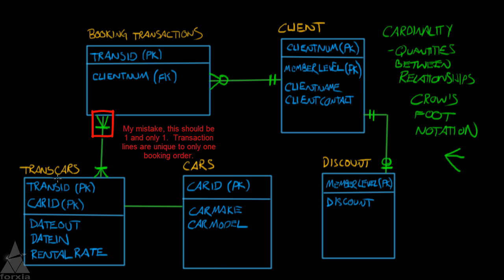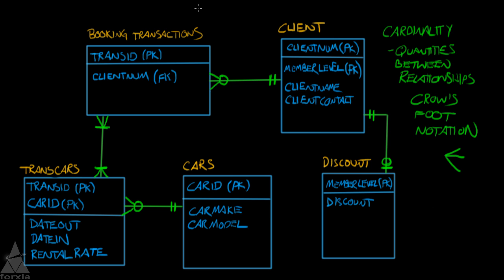Looking at transcars, how many cars do we have on a transcar line? Can we have zero? Well, no, we need to have a car in order to have a transcar line. So that's going to be one and only one. What about cars? Looking at the transcar line, can we have one car? Sure, we can have one car. Can we have more cars in the cars entity table than we have on transactions? If we bring a new car in, do we need to use that car right away? No, we can put zero in, because we can have a car that's not yet on a transaction. But if we do have cars on transactions, how many cars do we have? We can have many cars on transactions.